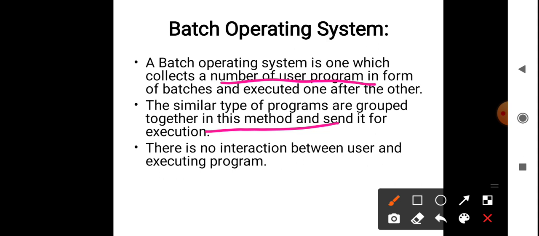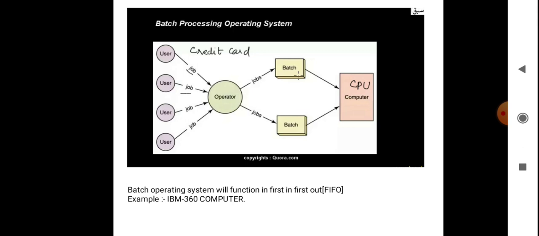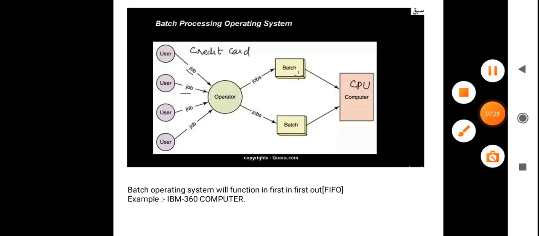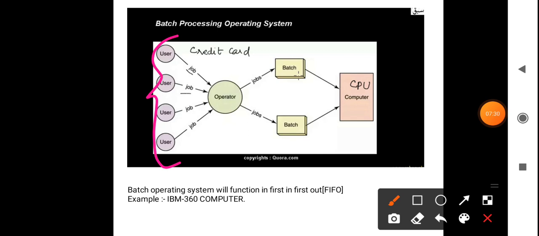So here there will be no interaction between the user and the executing programs. This is what the batch processing system looks like. Here you can see the related group of jobs will be grouped together and sent along in batches. So it will be batch 1, batch 2, like that. Those batches will be sent to the CPU for processing the instructions.